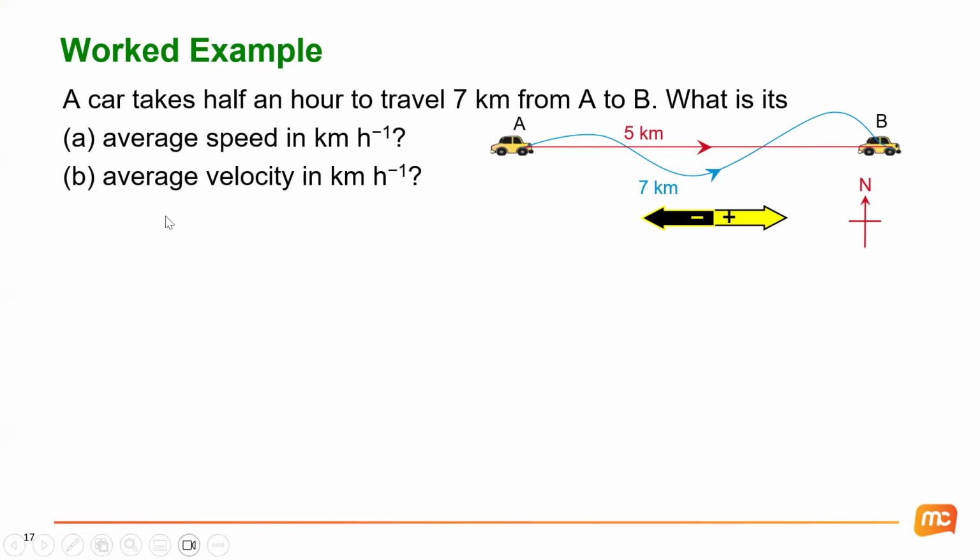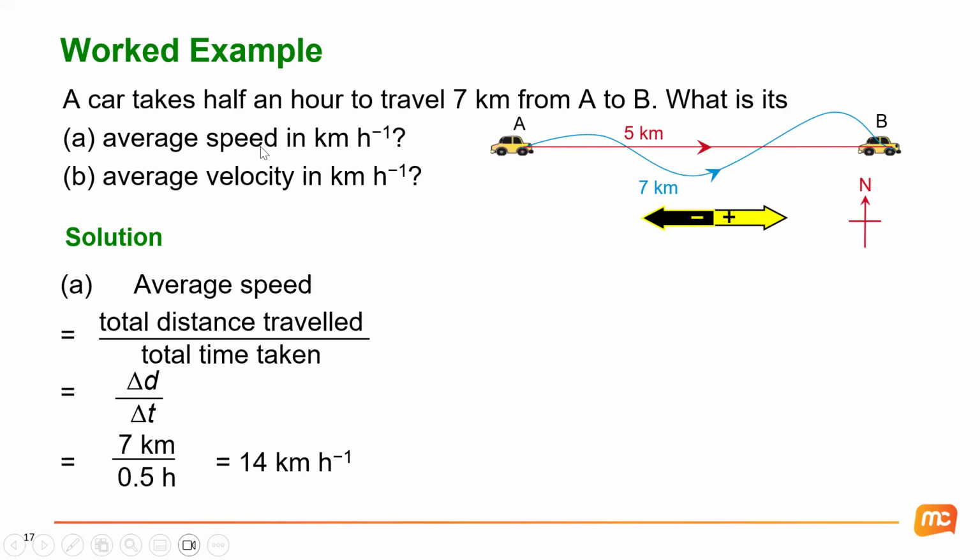Okay, now I'm going to go through. A car takes half an hour to travel 7 kilometers from A to B. What is its average speed? So I want average speed. Give me the formula. Average speed is total distance over total time taken. So I have traveled through a distance of 7 kilometers, which is this blue line. Okay, and then I move from A to B. So that is the total distance.